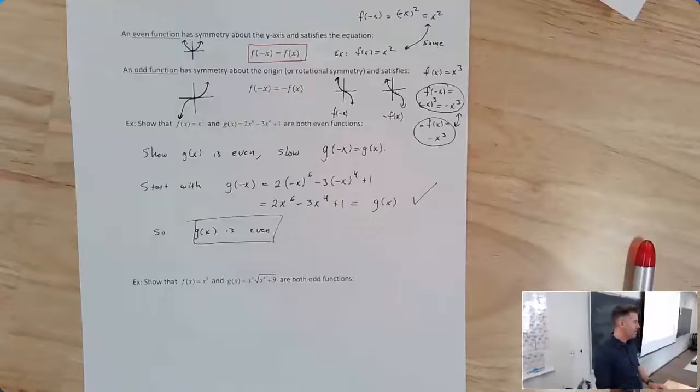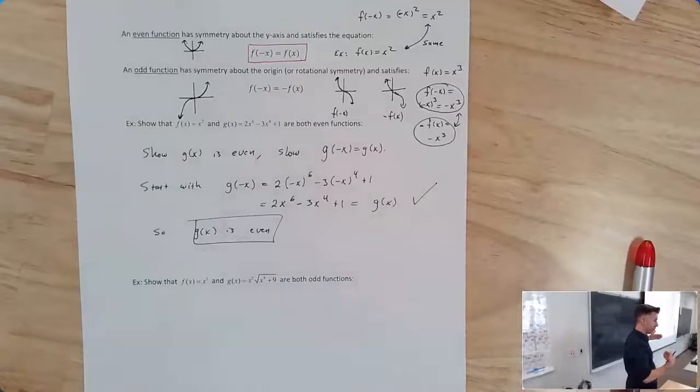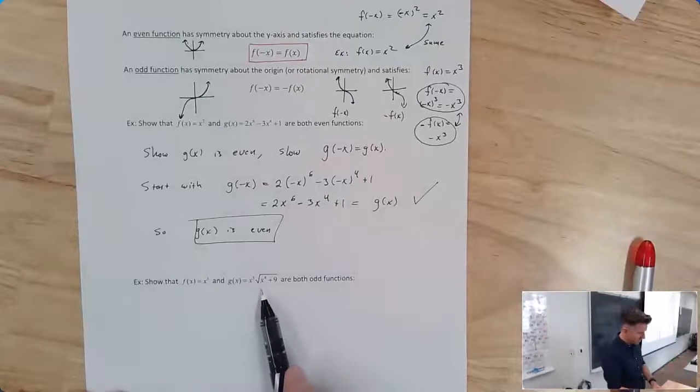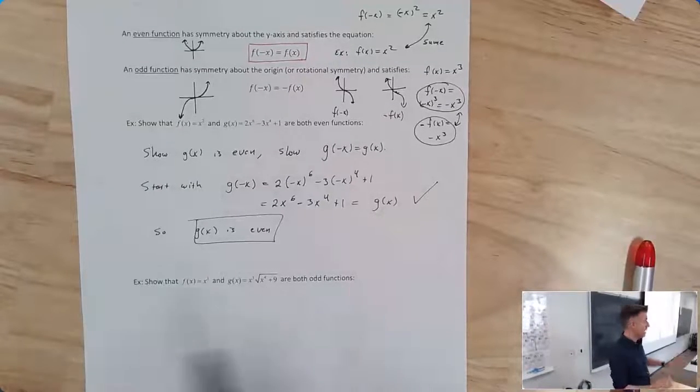Now I'll point out, I just said that this thing that had all even powers was an even function. Now what I really should have said more specifically was any polynomial with all even powers is an even function. And similarly, although we don't have an example of it, any polynomial with all odd powers is going to be an odd function. But this thing here, g of x equal to x to the 5th times square root of x to the 4th plus 9, is not a polynomial. There's a square root in there. That makes it automatically disqualified from being a polynomial.